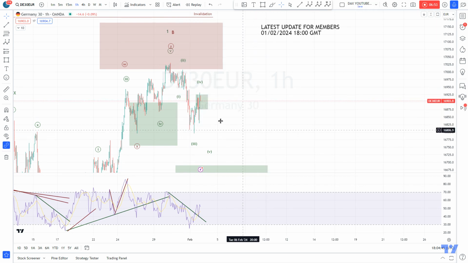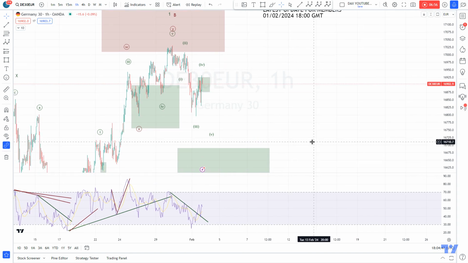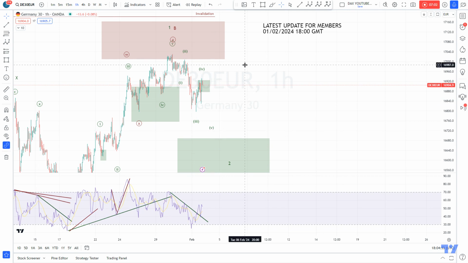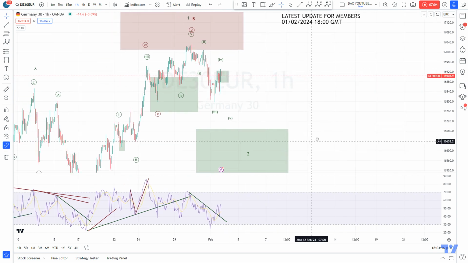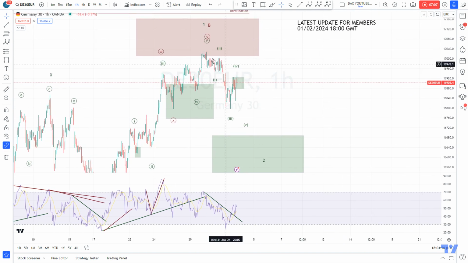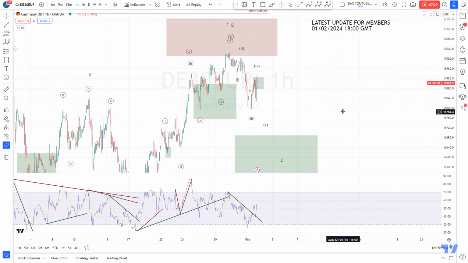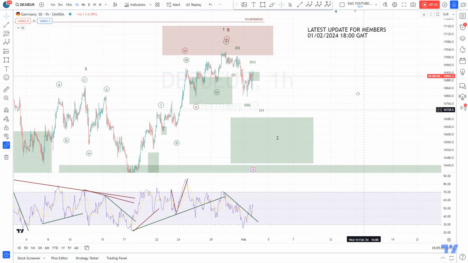So for an ABC structure, I would like to see a 5th wave down before going up again as a wave B, and then another wave C down. What's also a possibility is that we do a WXY, and then what we will see is 1, 2, 3 down. Then here we will get something messy as a wave X structure, and then a Y leg down in 3, 1, 2, 3. That's also a possibility.